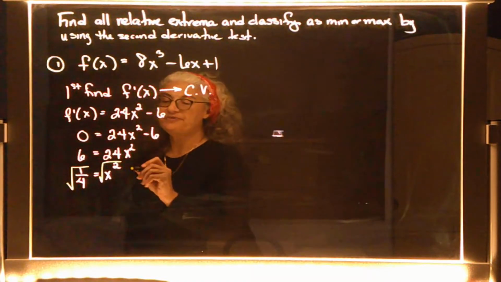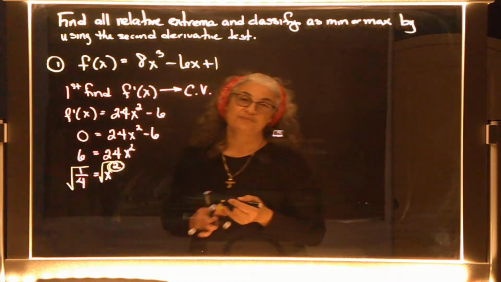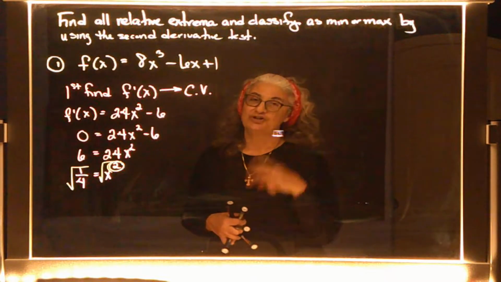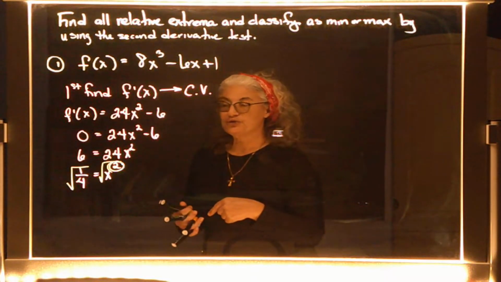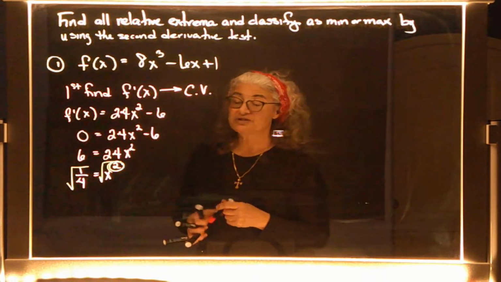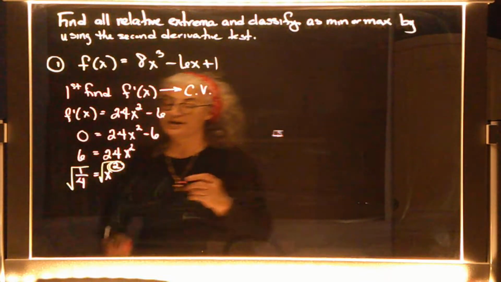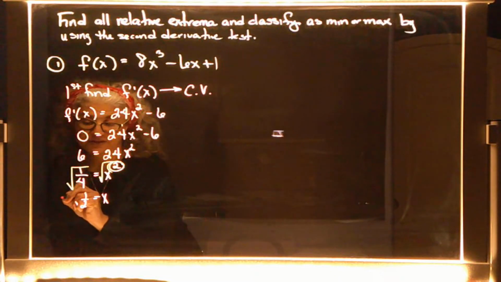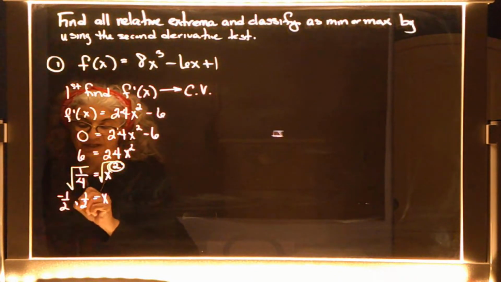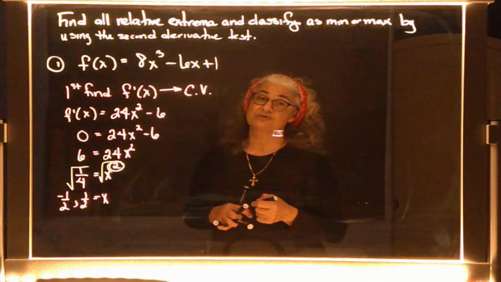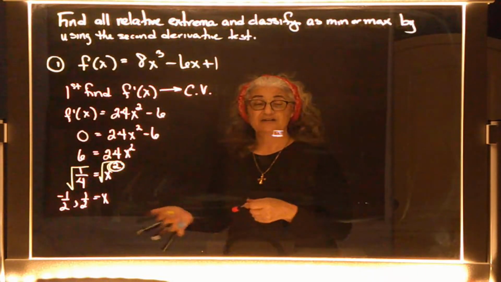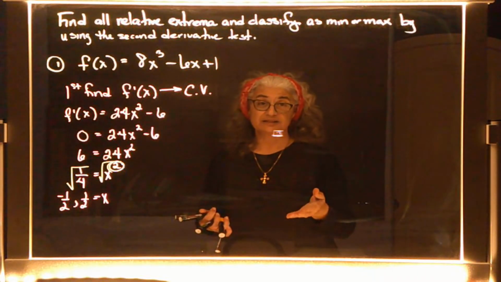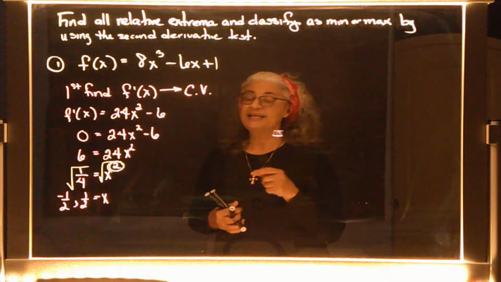Okay, but remember something. This square means you're going to get how many answers? Good, 2 answers. So the square root of 1/4. Most of you are saying it's 1/2. That's true. But it's not just 1/2. It's also negative 1/2, because you're supposed to get 2 answers. In this case, a positive 1/2 and a negative 1/2. Right? Okay. Now what's next?